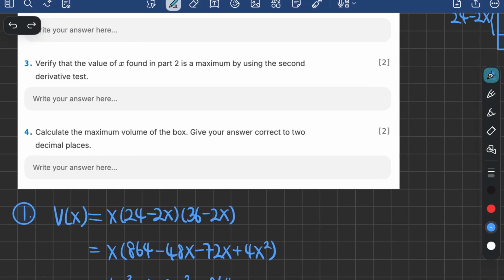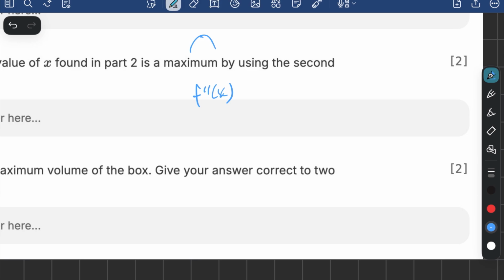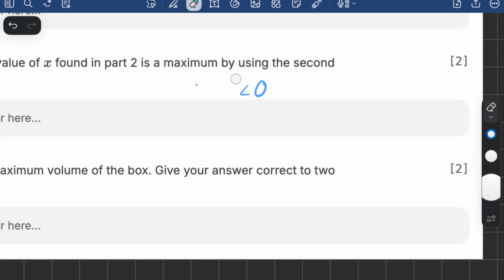Now we have something related to the second derivative. It wants us to verify that this value of x, 4.71 centimeters, is a maximum. So that means we take the first derivative and then we find the second derivative, and we want to show that a maximum is a concave down, okay? This is a concave down, so that means the second derivative is smaller than 0.